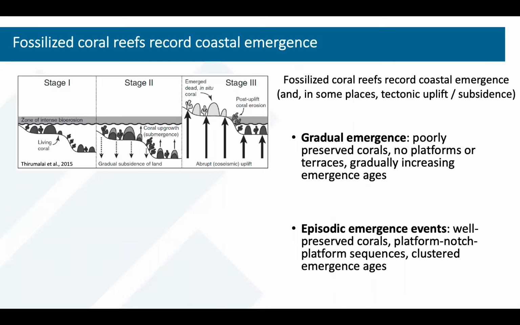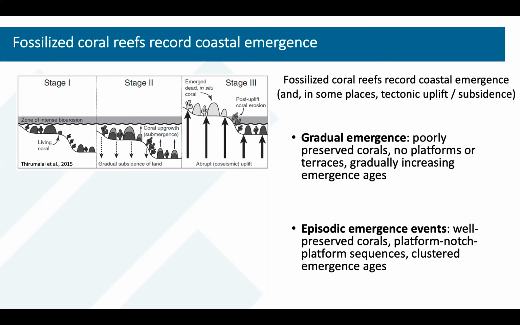So how do these emerged coral reefs record the coastal emergence and the timing of emergence? Well, first, as a thought experiment, let's imagine that the corals emerge really gradually through the intertidal zone. So just gradual uplift associated with a creeping fault or sea level change. Then all of the corals would spend quite a bit of time in the intertidal zone where we have intense bioerosion. That intense bioerosion would erase any of the distinguishing morphological features of these coral heads, all of the geometries that we see well preserved in the field.